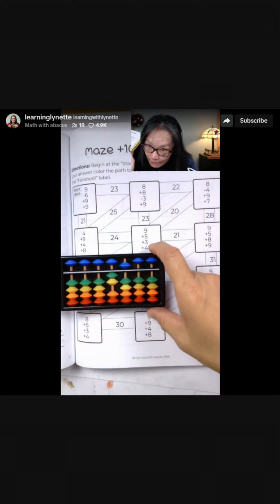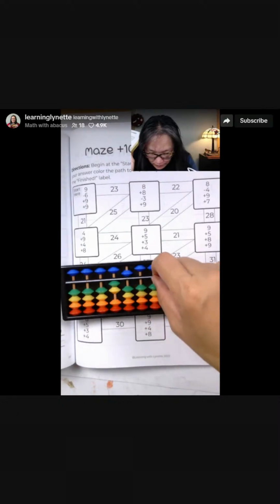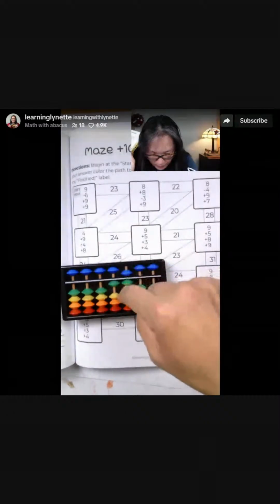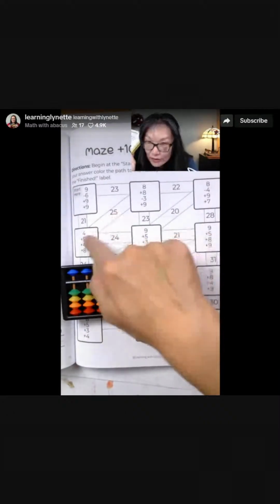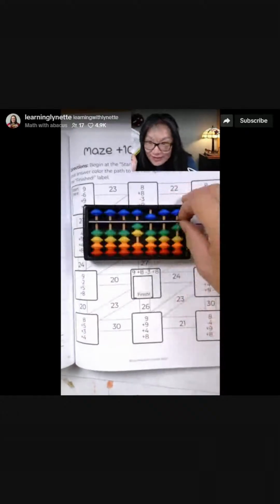Oh, did I do that wrong? I did that wrong. 4, 4, 9, and then, oh, 25. There we go. 25 goes up there. Okay, so that's what adding and subtracting is. And then we can subtract.